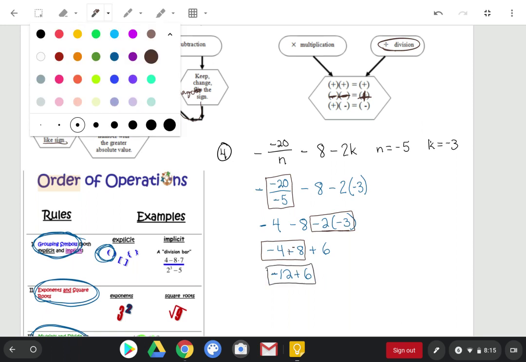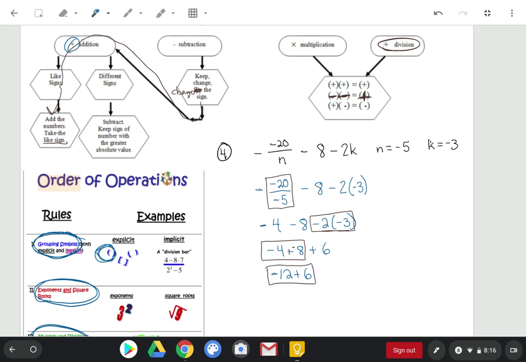So again, we have to remember to use our integer rules. We are adding, but they have different signs. One is negative, one is positive. Remember, we have to subtract their absolute values and keep the sign of the number with the greater absolute value. So 12 minus 6 is 6. And negative 12 is a farther distance away and has a greater absolute value than that positive 6. So therefore, my answer is going to be negative. And negative 6 is my answer.